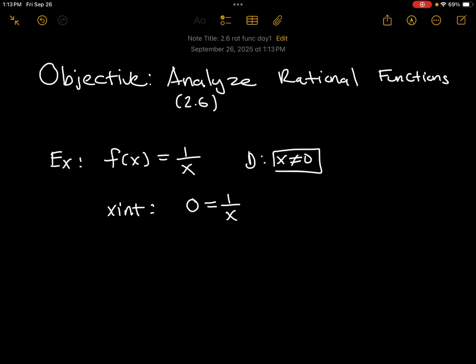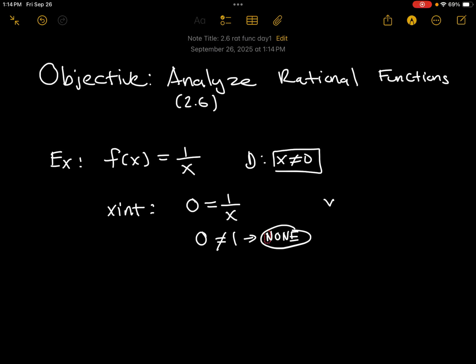And notice when you cross multiply over here, right, 0 times x just equals 0. So in the future, when you're solving for the x-intercepts, you could just simply set the numerator of your rational function equal to 0. Now notice 0 equals 1. You don't have any x, right? So this is clearly a false statement. That implies in your graph that there is no x-intercepts. Okay, so anytime you get a false statement, that means there's none.